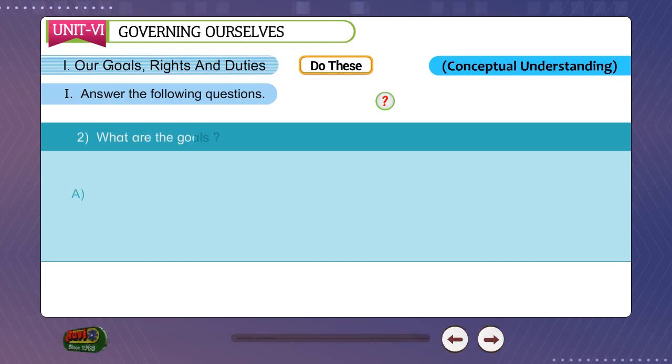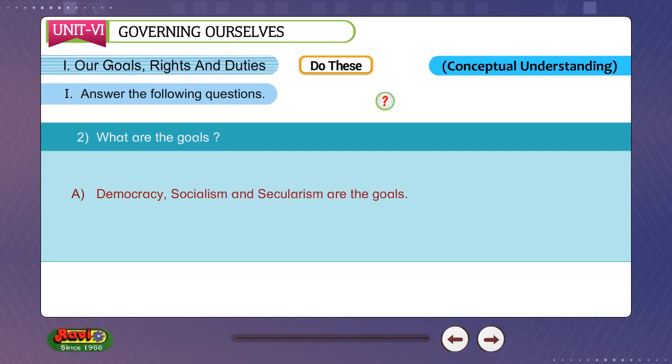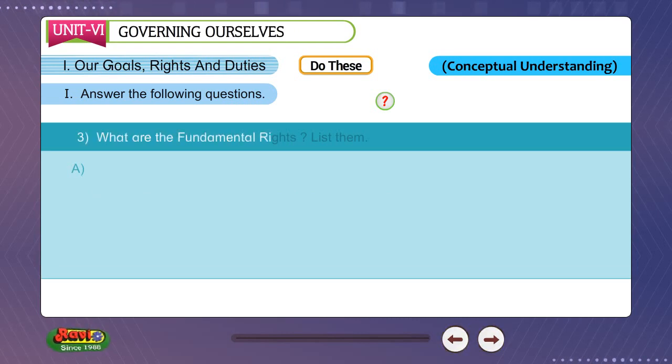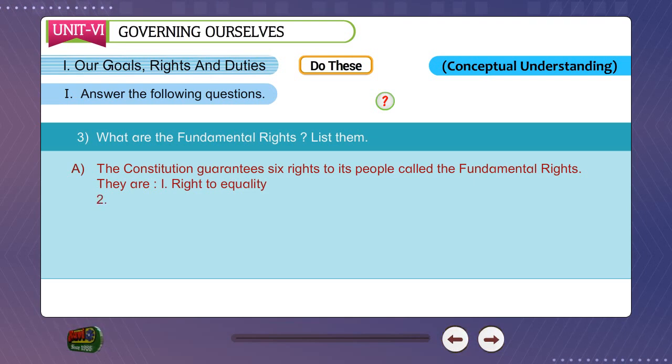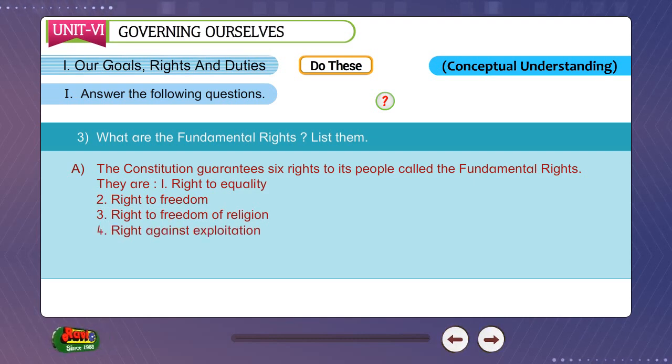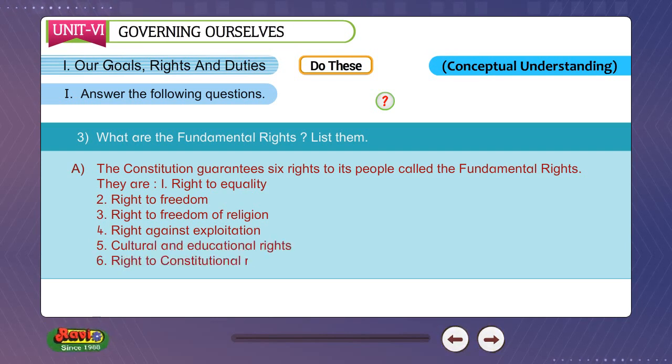2. What are the goals? Answer. Democracy, socialism, and secularism are the goals. 3. What are the fundamental rights? List them. Answer. The Constitution guarantees 6 rights to its people, called the fundamental rights. They are 1. Right to equality. 2. Right to freedom. 3. Right to freedom of religion. 4. Right against exploitation. 5. Cultural and educational rights. 6. Right to constitutional remedies.